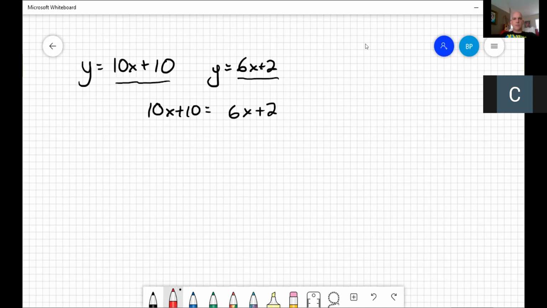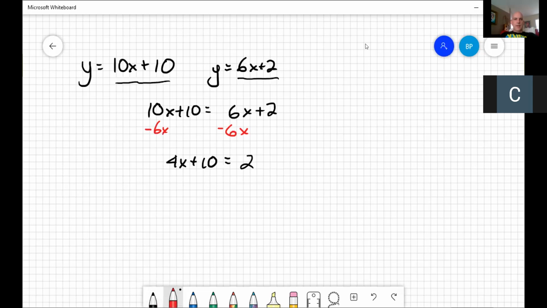So I want to get rid of this one on the right. I'm going to subtract 6x there to get that x term off of the right side and move it over here. So I'll do that as well. My new equation at that point says 4x plus 10 equals, what's left over here is just the 2.